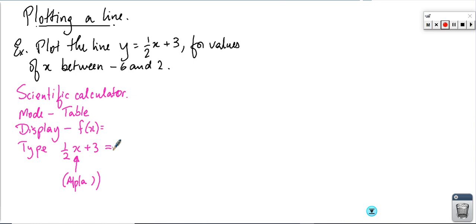After typing equals, you will see a start, an end, and a step. In your start, you're going to type minus 6. So start type minus 6. In your end, you're going to type 2. Step, we normally type 1. It depends. When you press the last equals, you're going to see something as follows: x and f(x), and you're going to see a table.